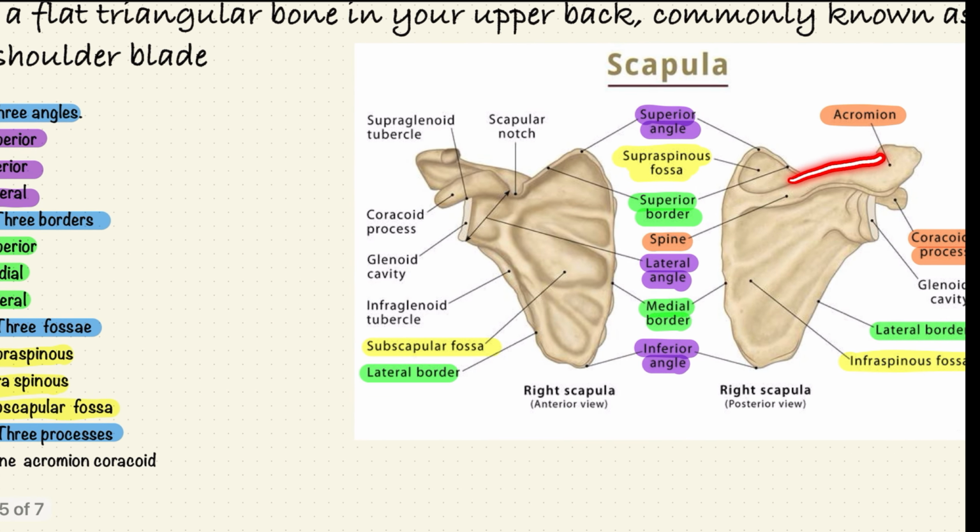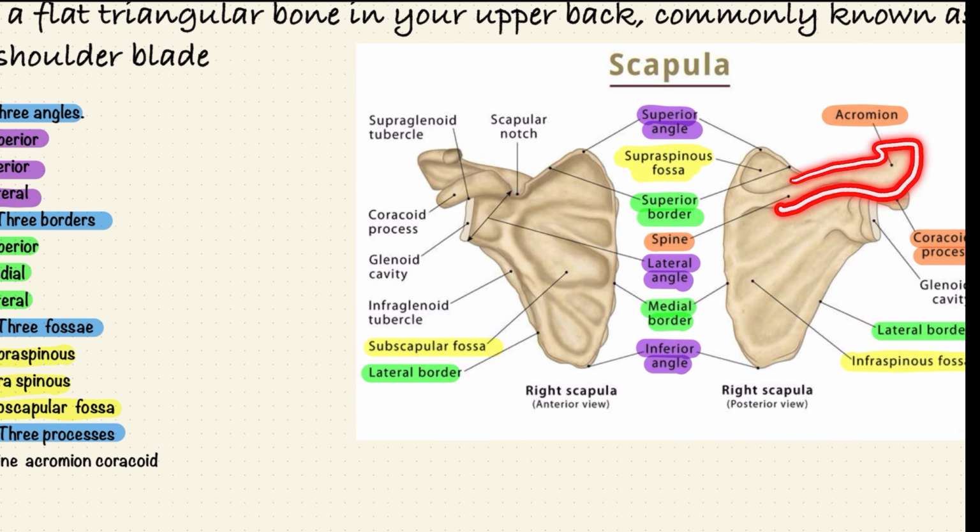So this is the acromion process, coracoid process. This is the glenoid cavity in which the humerus bone is attached, and we have the spine part. This is the spine part. Okay, we have a small notch on the superior angle or the superior border known as the scapular notch.